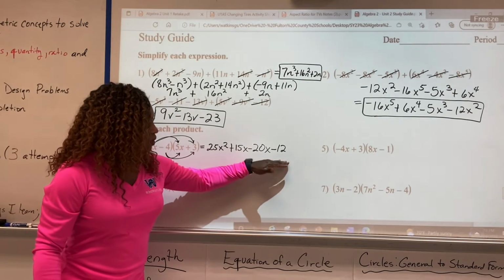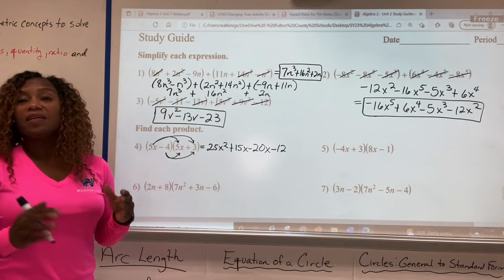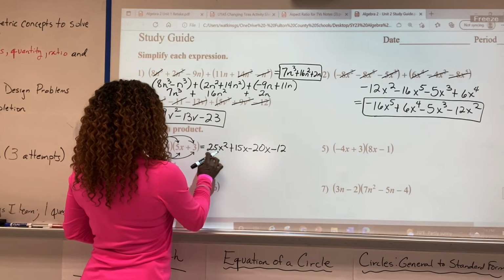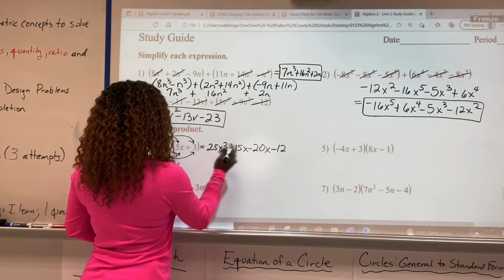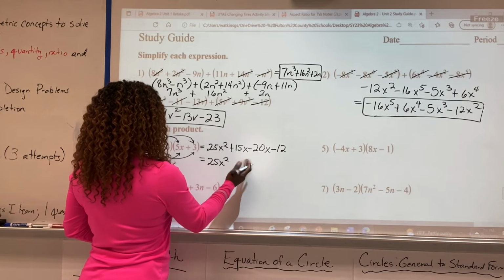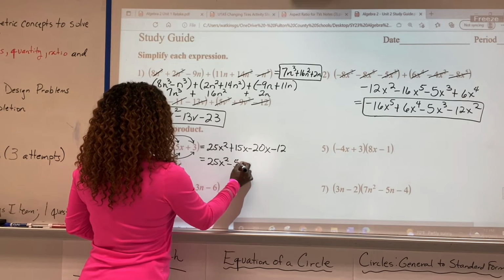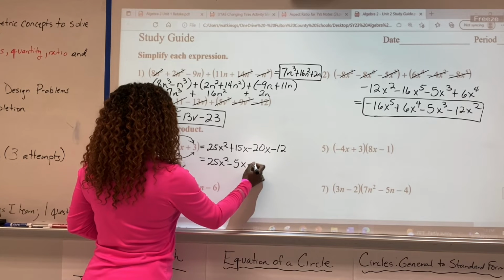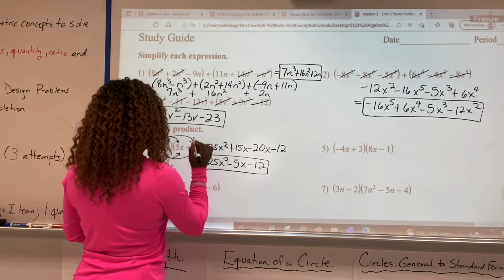Now I'm gonna look at my result and determine if there are any like terms that can be combined. If there are, we have to combine them. So here I see there's no other x squared, but I do have a 15x minus a 20x. So I'm gonna bring this down since it doesn't have any other x squared. But when I combine these, I end up with a negative 5x, because 15 minus 20 is negative 5. And then the minus 12 comes down. So here's our answer for that problem.